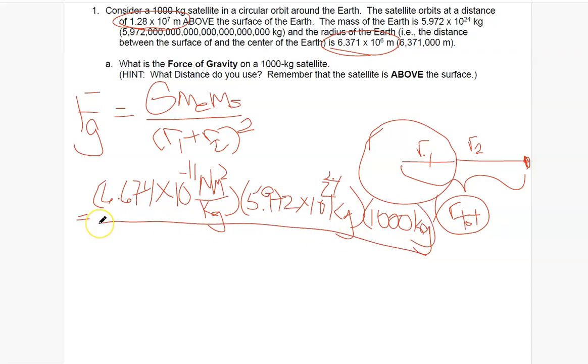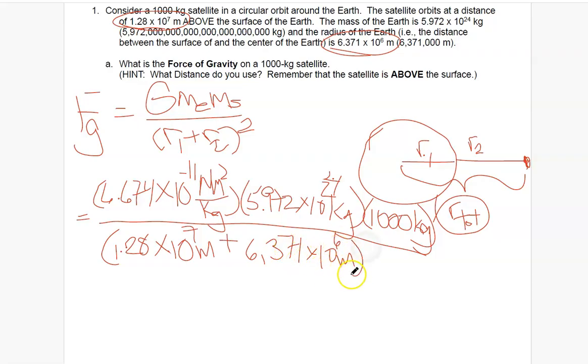We're going to divide that by the distance between the satellite and the center of the Earth, which is the sum of the two distances we discussed, and we have to square that value. So the two distances are the distance above the surface of the Earth, which is 1.28 times 10 to the 7 meters, and then the additional distance from the surface to the center, which is the radius. That's another 6.371 times 10 to the 6 meters, and we're going to square that sum.